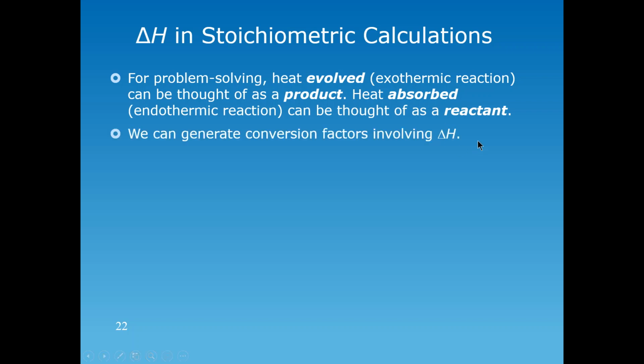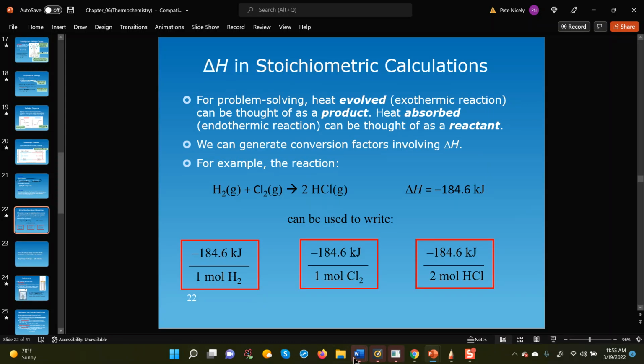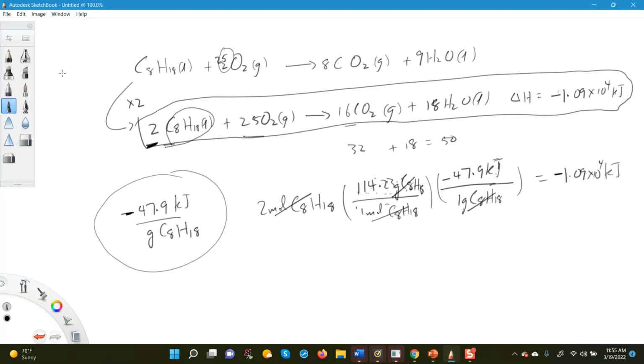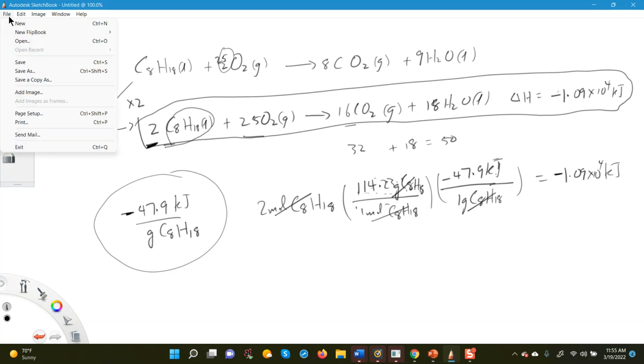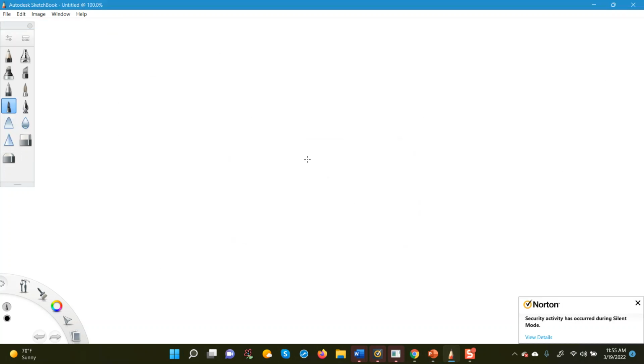All right? So in other words, let me go back to my writing tablet here. So let me remove this here. So for example, let's say we have, I'm trying to think of an example. Okay, let's say we have N2 gas plus H2 gas to give ammonia.